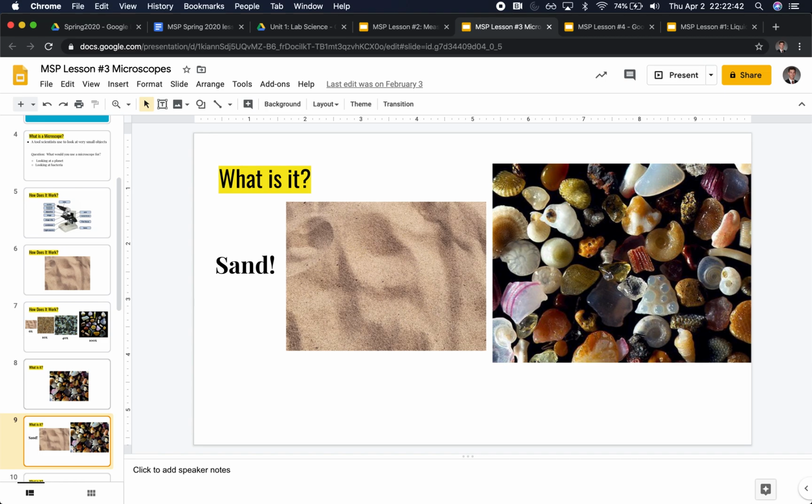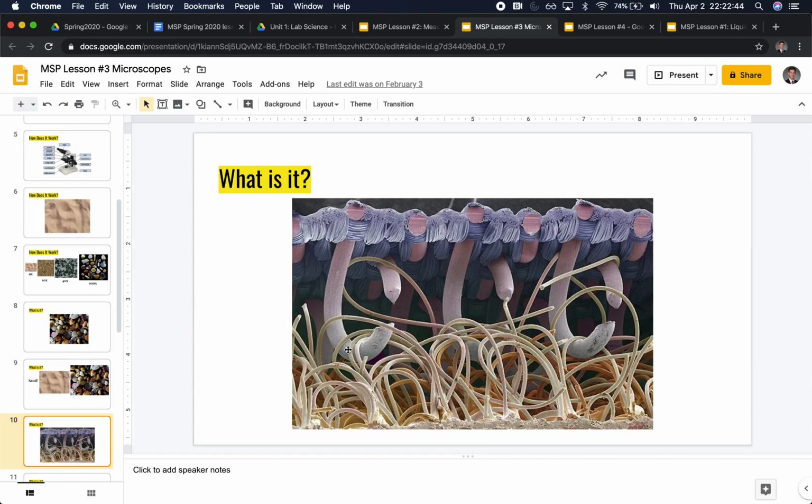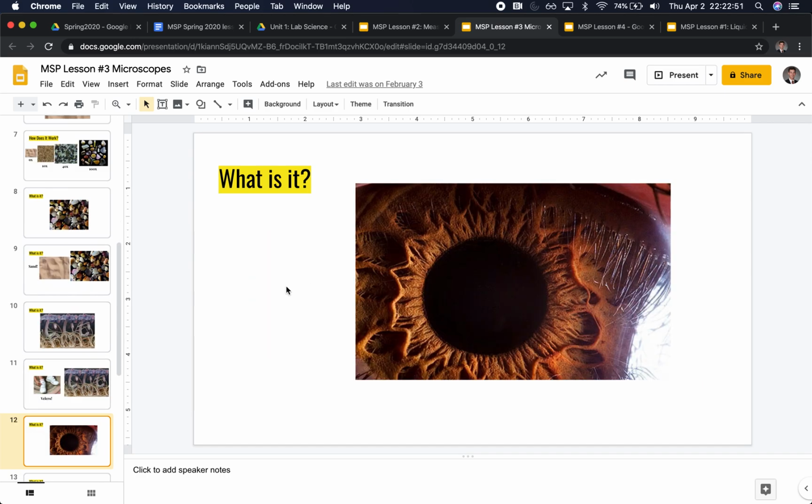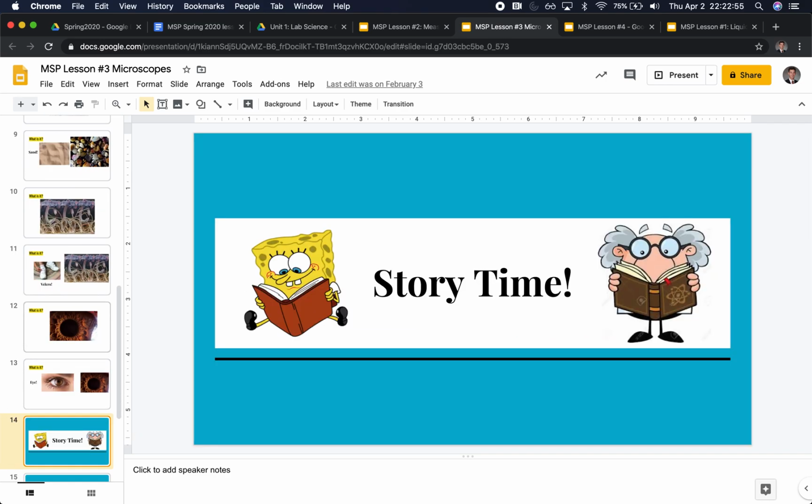Then I asked them what this is. This is Velcro, and they totally know that. A lot of them wear Velcro shoes. That's a good one. What is this? Some of them got that this was an eye, so that's cool. And then I moved to story time.